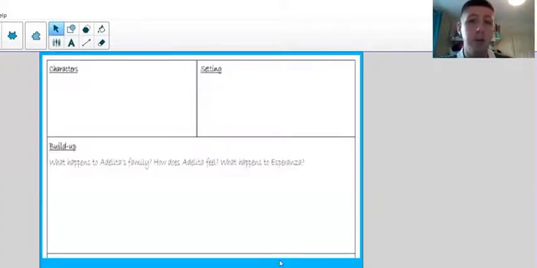So in the top 2 sections, we've got the characters and the setting. That will build part of your opening, your introduction to the story. So have a think about what characters there are in the story. Have a think about where the story is set, maybe some adjectives that you could use to describe the setting, and pause the video now to put the characters and setting in those boxes there.